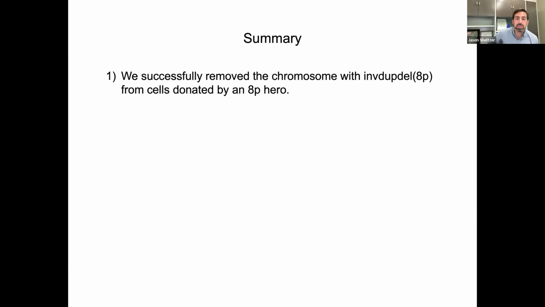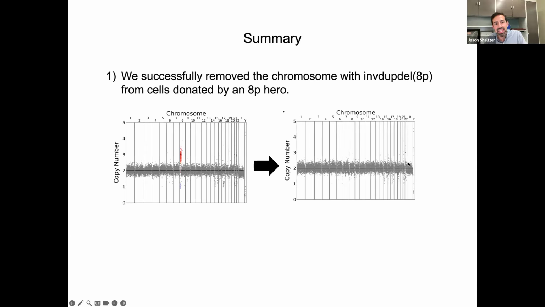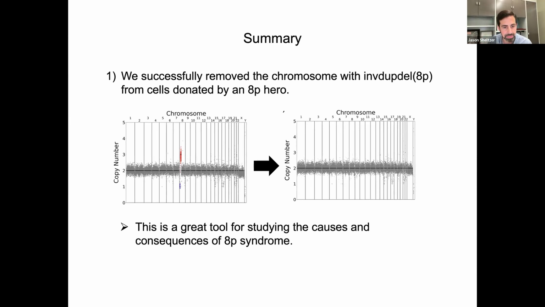So first, we received cells donated by an 8p hero with a rearranged copy of chromosome 8p, and we were successfully able to generate derivatives of these cells where we had eliminated the rearranged copy of chromosome 8p and restored a normal euploid karyotype. And I think this gives us now a great tool for studying the causes and consequences of 8p syndrome. We've been involved in sharing these cells through the foundation to other investigators who want to use this as a research tool for studying different biological processes in this condition.